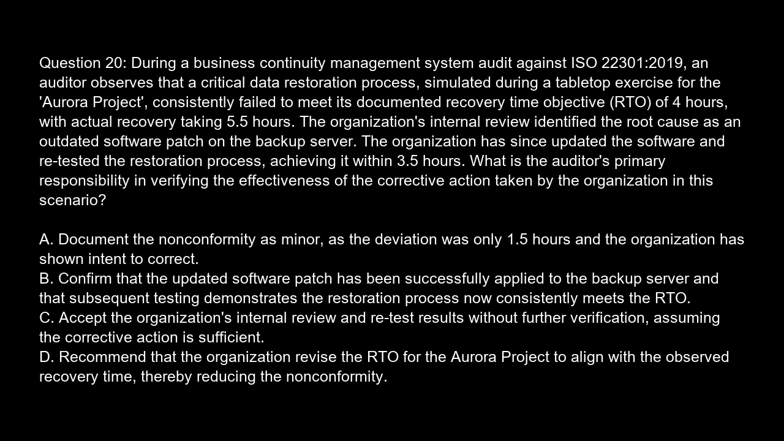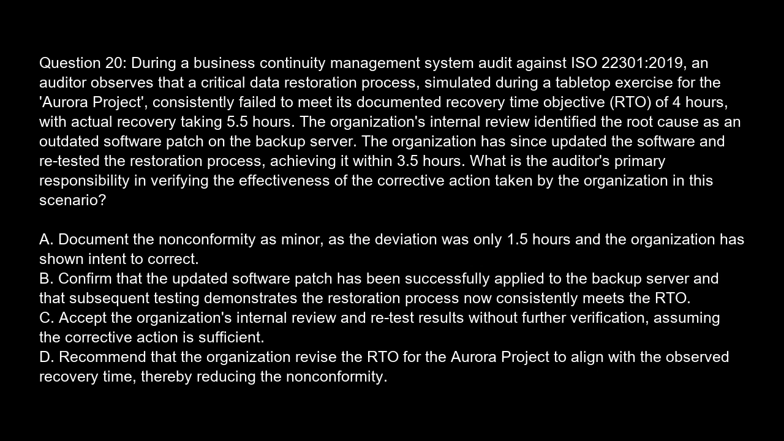Question 20. During a business continuity management system audit against ISO 22301-2019, an auditor observes that a critical data restoration process, simulated during a tabletop exercise for the Aurora project, consistently failed to meet its documented recovery time objective, RTO, of 4 hours, with actual recovery taking 5 hours. The organization's internal review identified the root cause as an outdated software patch on the backup server. The organization has since updated the software and retested the restoration process, achieving it within 5 hours.